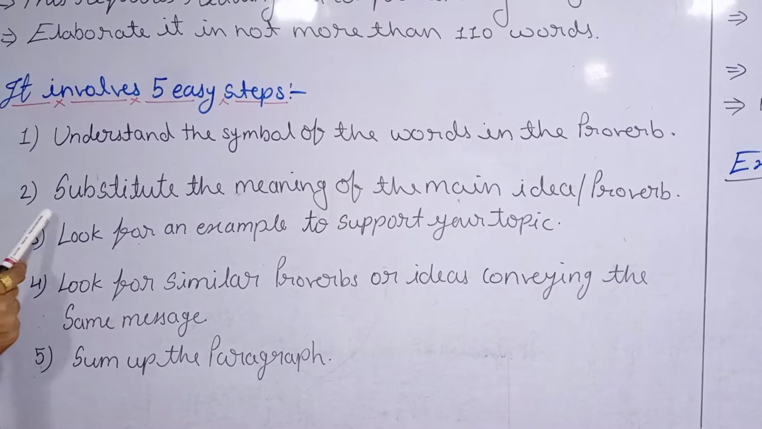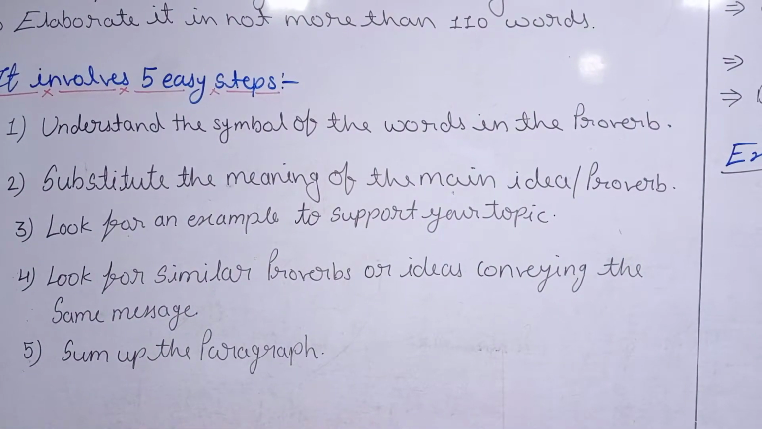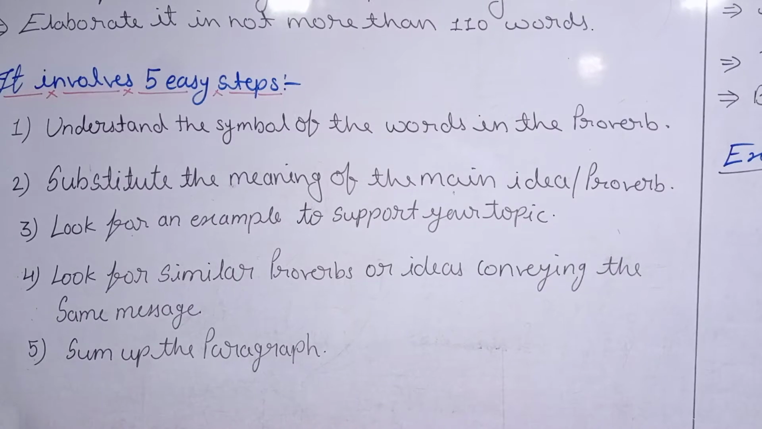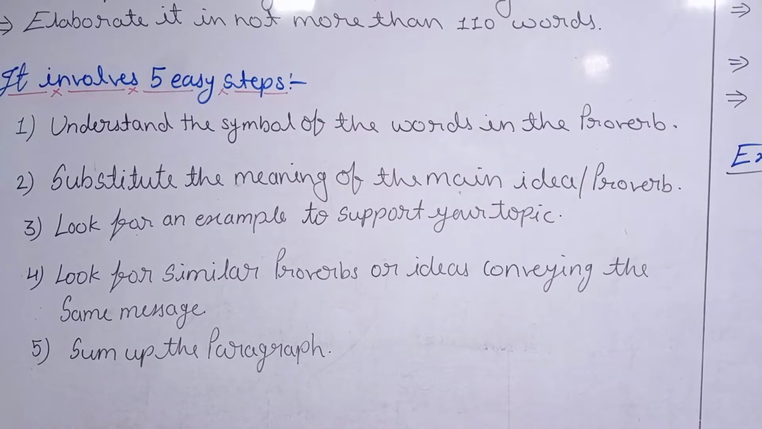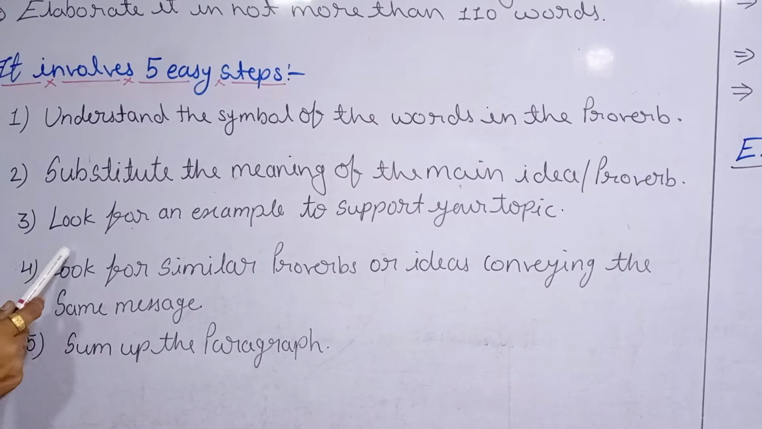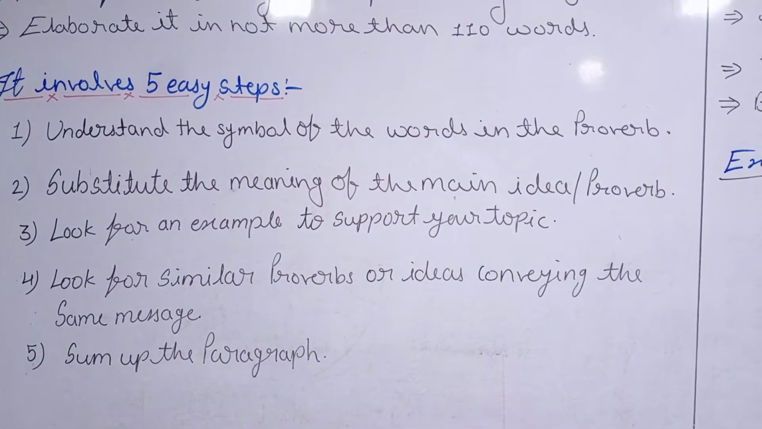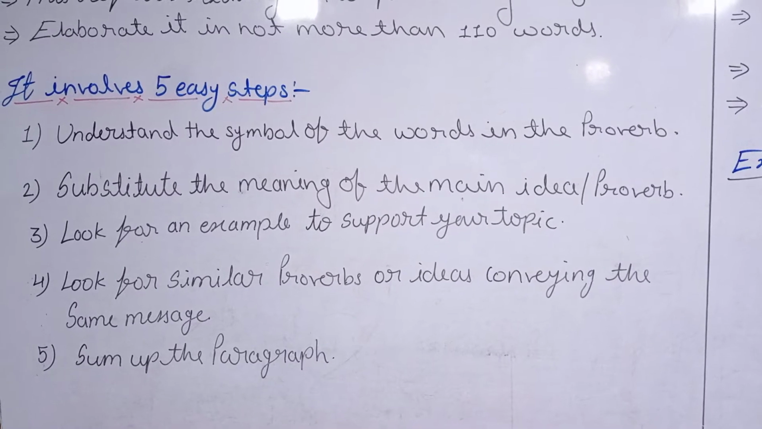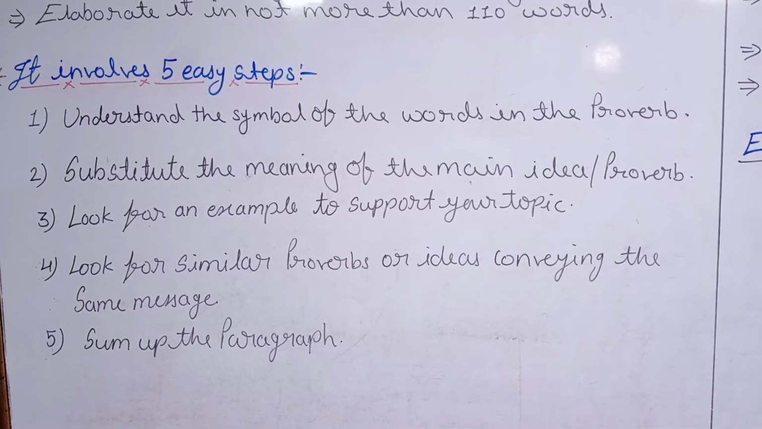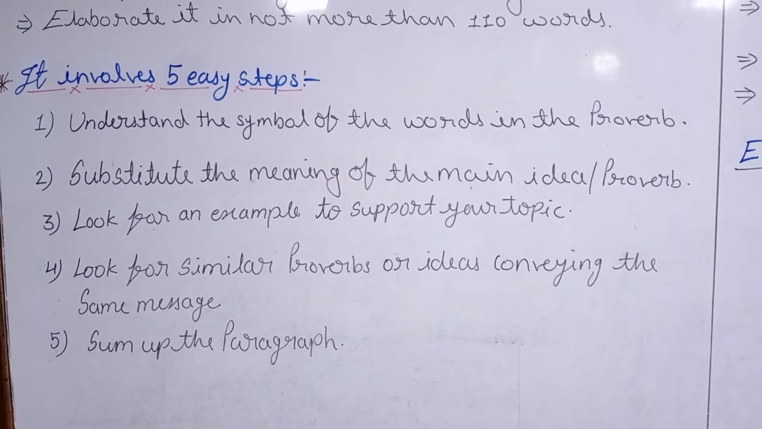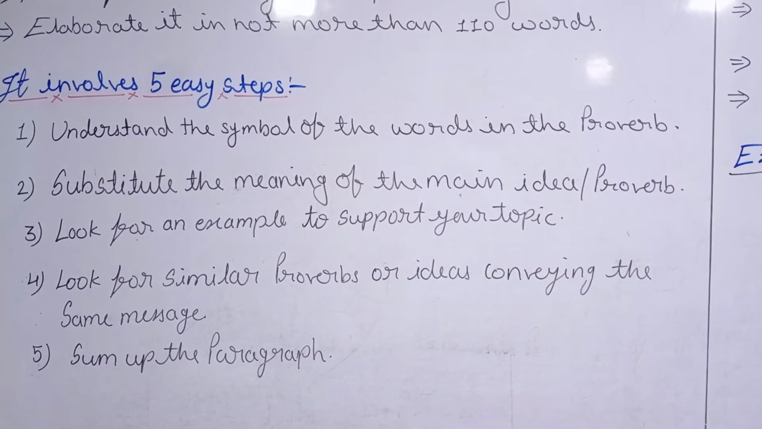The second one is substitute the meaning of the main idea or the proverb. What is the proper meaning of that idea or proverb? We have to substitute it in our paragraph. The third one is look for an example to support your topic. Whatever the topic we have, we should express it with the help of an example, because an example helps people understand the topics in the easiest way. So always try to give an example to support your topic.